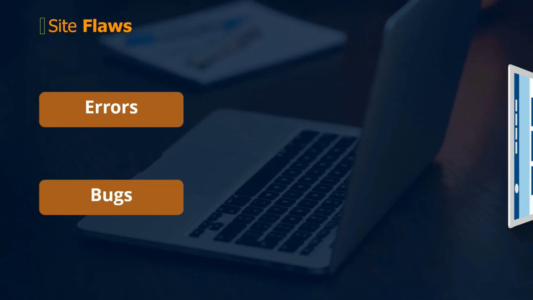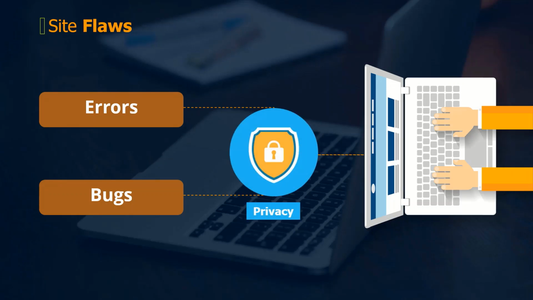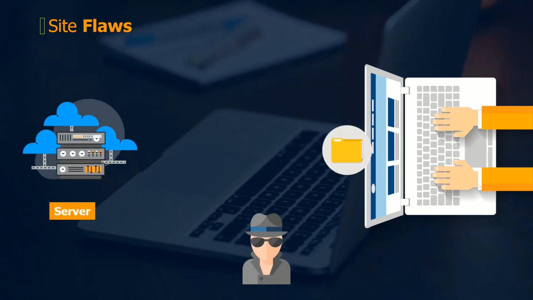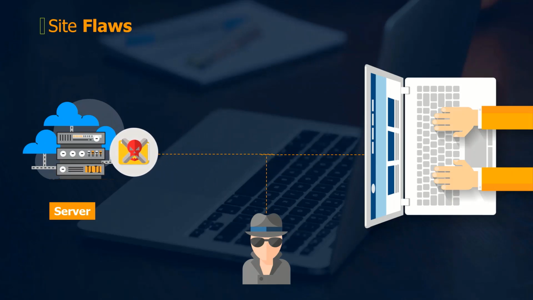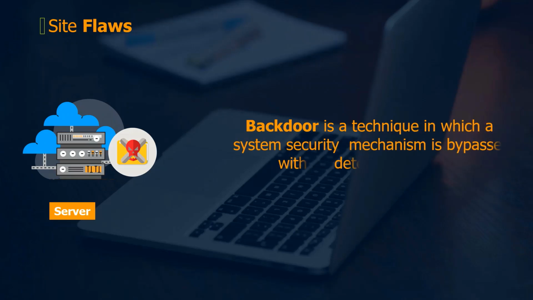Errors and bugs in social networking sites offer a chance to attackers to access user information, even though all privacy settings are applied. Attackers take full advantage of such flaws. The site flaws also enable attackers to track transmitted packets and modify them during transmission and propagation, performing injection attacks and creating backdoors to the social sites. A backdoor is a technique in which a system security mechanism is bypassed without detection to access computer data.